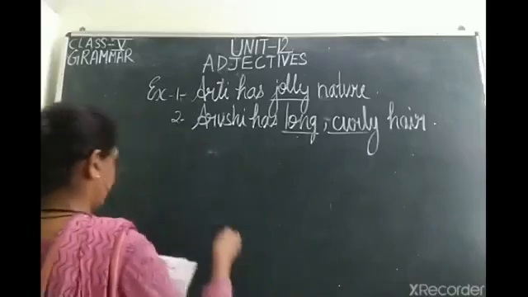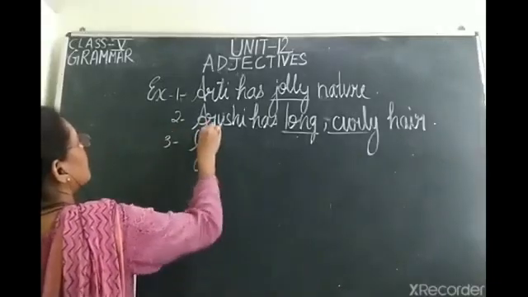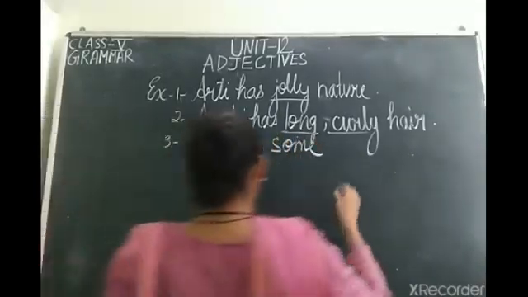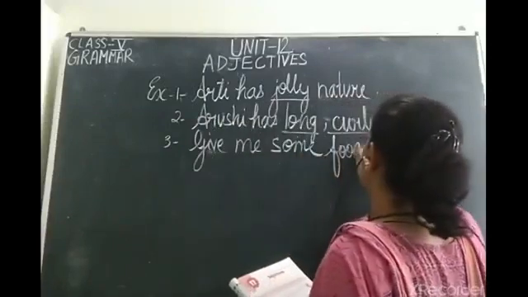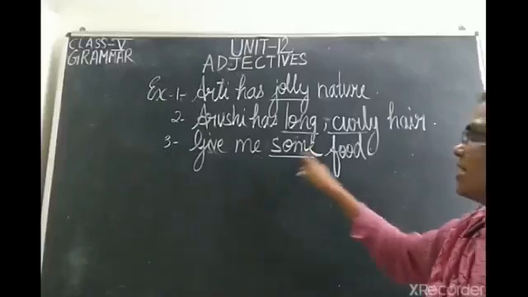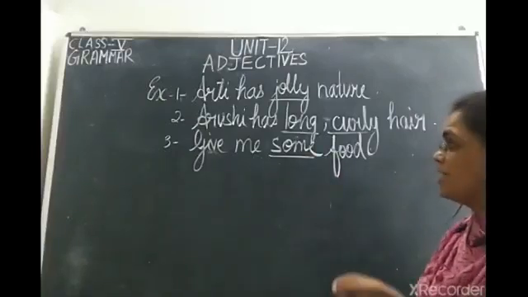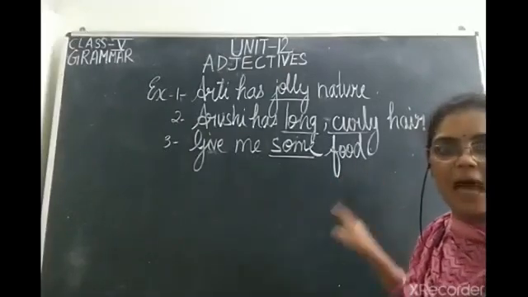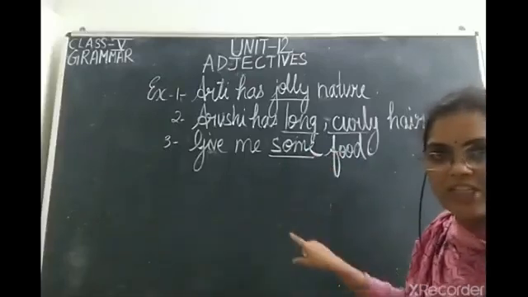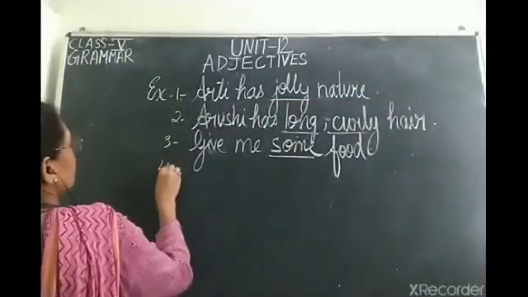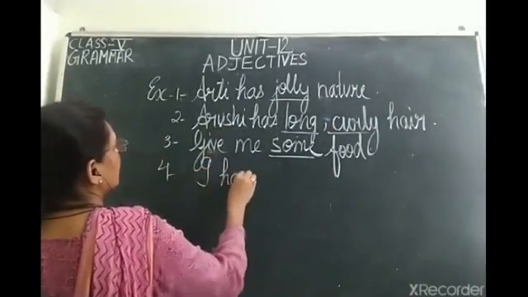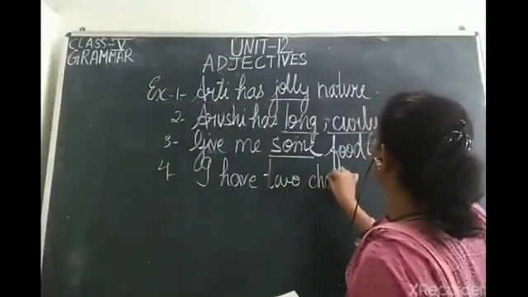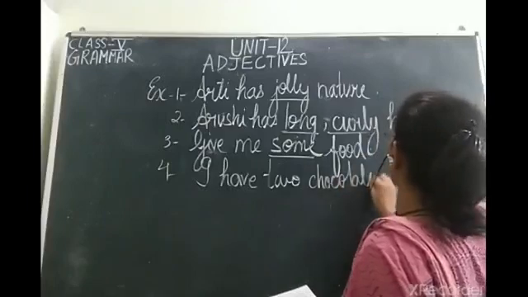Then some more examples. Give me some food. Now, give me some food. Now, some क्या है? How much? Quantity बता रहा है. Give me some food. This is telling you about the quantity. Fine. Then I have 2 chocolates. I have 2 chocolates.